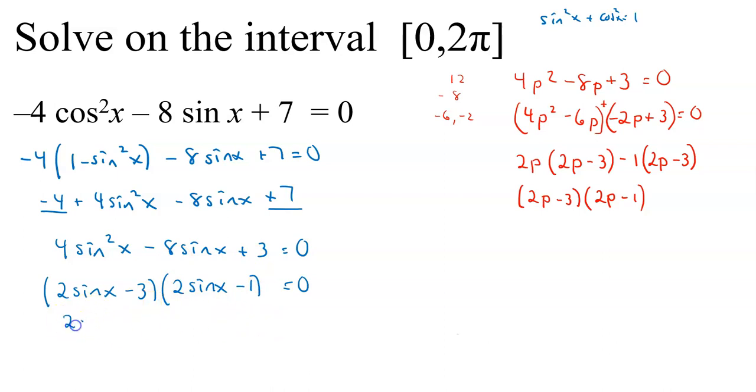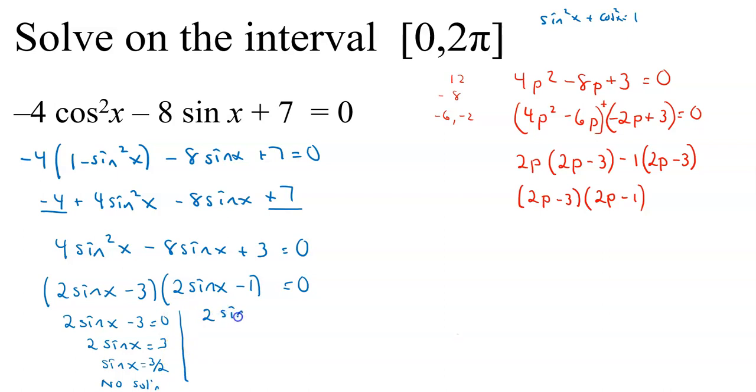So on this side, if 2 sine x minus 3 is 0, then 2 sine x is 3, or sine of x is 3 halves. That's going to be a problem, because remember, sine can't be bigger than 1. So the sine of x can't be 3 halves. This part yields no solution. Let's look at the other side.